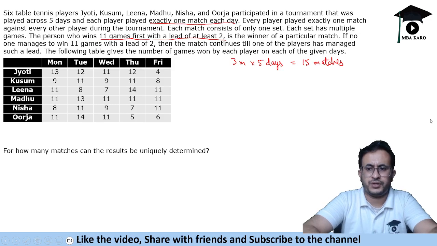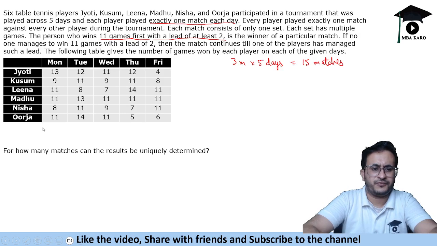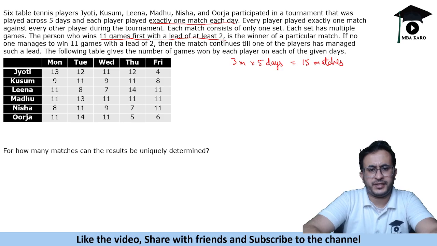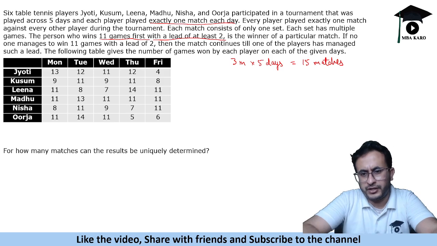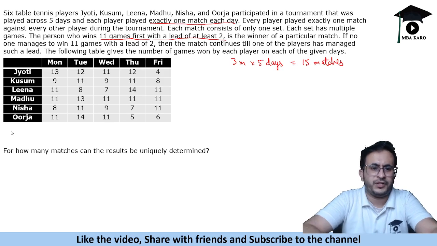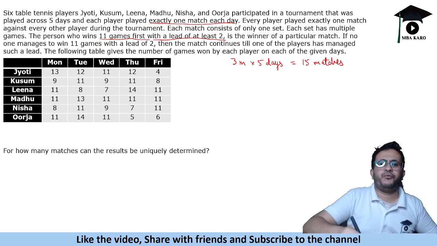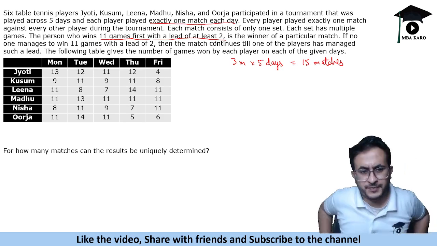Okay, so the player who reaches 11 points is the winner of the match. Now, one interesting thing that is given here is the lead of 2. In order to master this topic, games and tournaments, one thing I would like to request you is to read about different sports, different winning patterns, etc. Now, what does lead of 2 mean? I'll explain it to you.